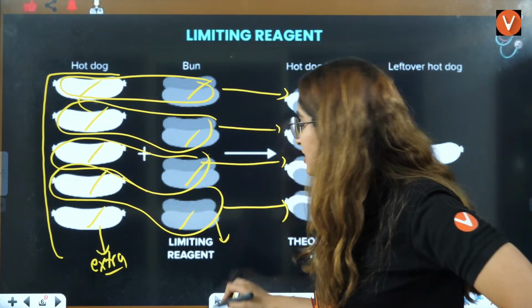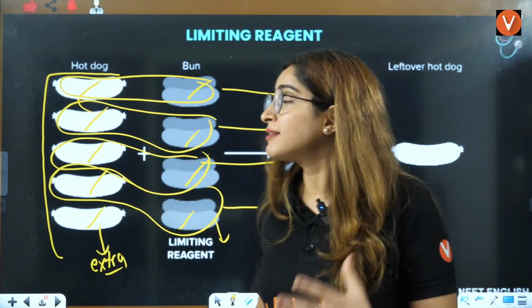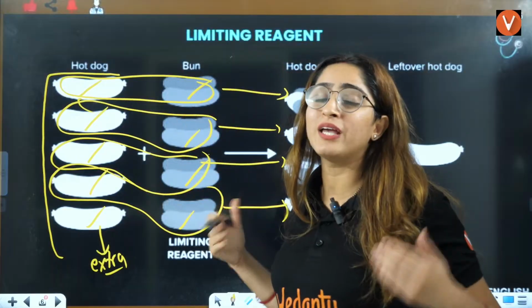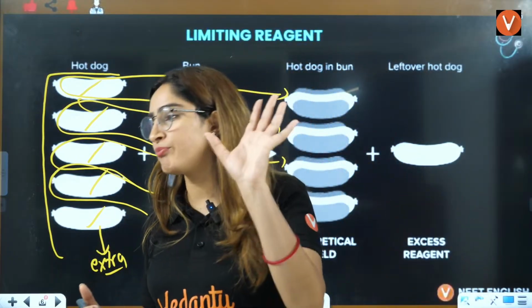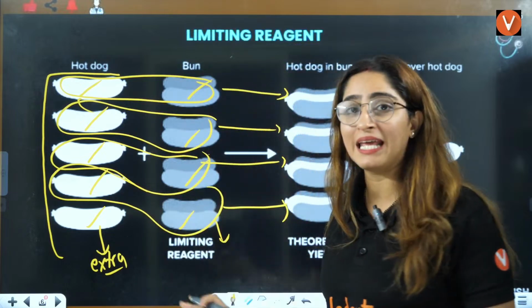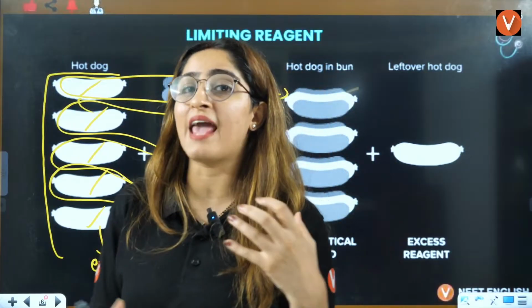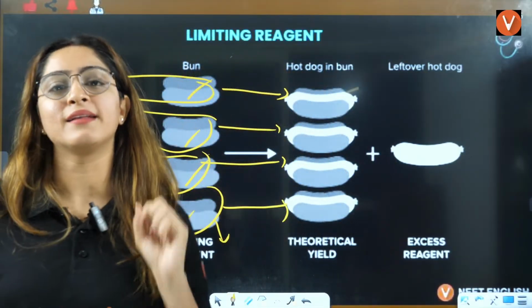And this was the limiting part which we do not have. This is responsible that we are not able to make 5 burger buns, right? So this is your limiting reagent, right? So two things we have. One is the excess thing, one is the limiting thing, right?